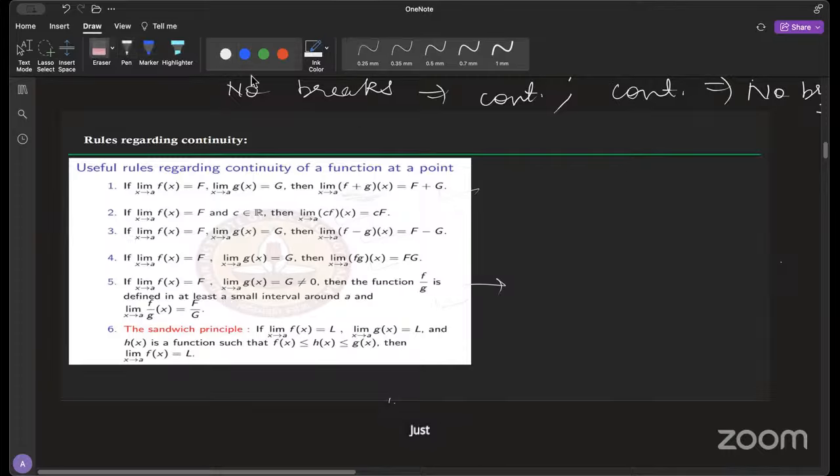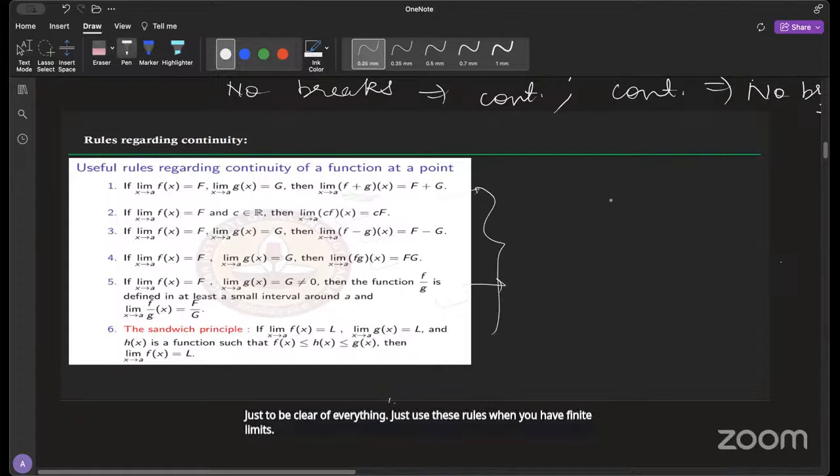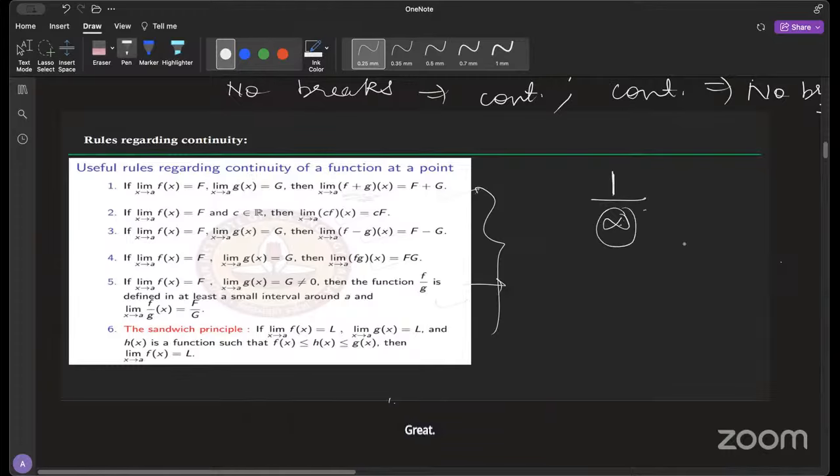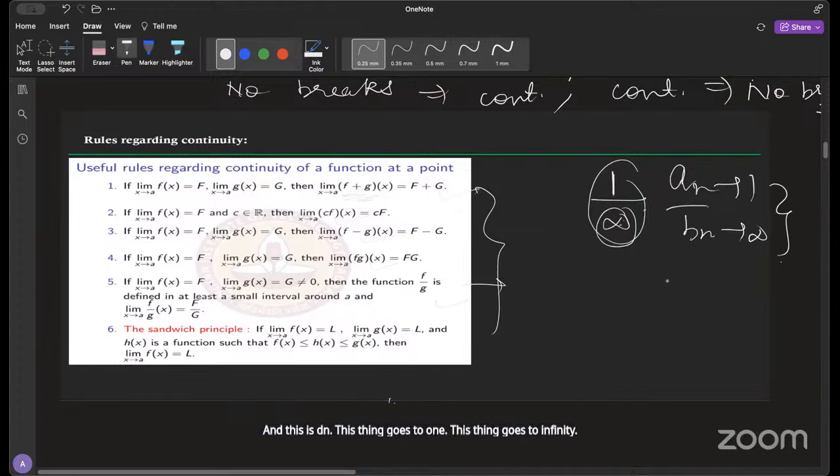Just to be clear of everything, just use these rules when you have finite limits. But if you have something like this, let's say the limit of this is 1, and then the limit of this is infinity, then you can just say that if this is an, this is bn, this thing goes to 1, this thing goes to infinity, then this entire thing goes to 0, right?